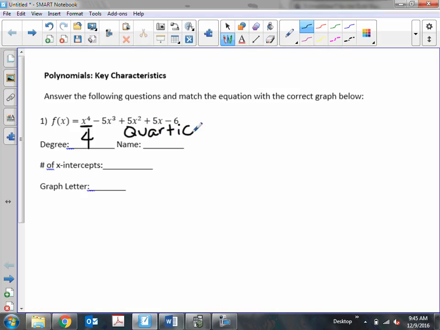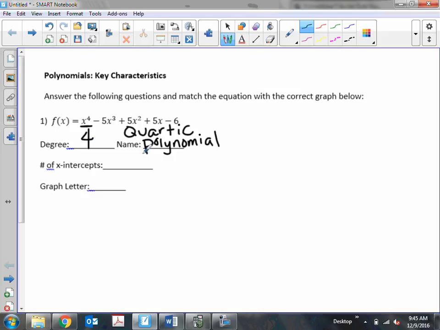Now we count the number of terms to see what its second name is. Remember, terms are identified by the separation between them through the addition or subtraction. So I have 1 term, 2 terms, 3 terms, 4 terms, 5 terms. Now anytime that it's more than 3, we call it a polynomial. So this polynomial's name is a quartic polynomial because it has a degree of 4 and it has 5 terms.